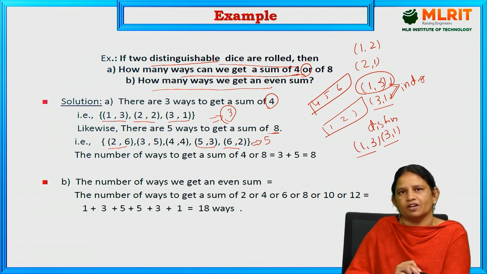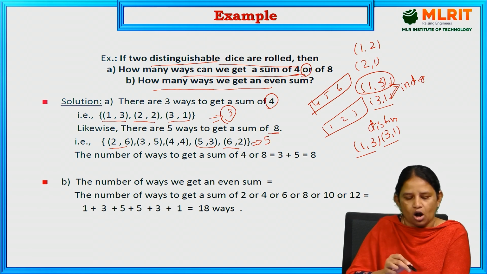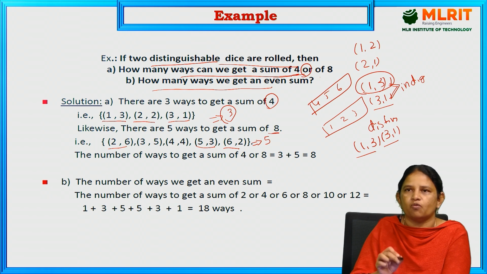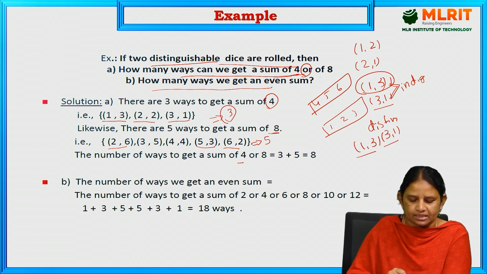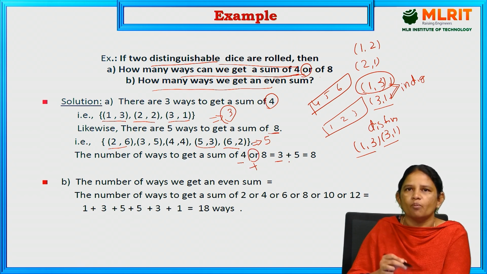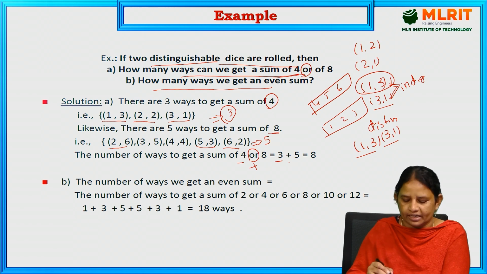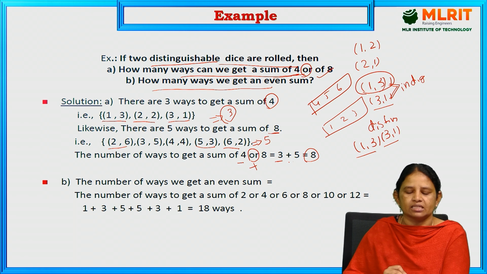So the first problem asks how many ways we can get a sum of 4 or 8. A sum of 4 has 3 ways, and or means you can use disjunction, that is plus. A sum of 8 has 5 ways. 3 plus 5 is 8. That means to get a sum of 4 or 8, there are 8 ways, using the sum rule.